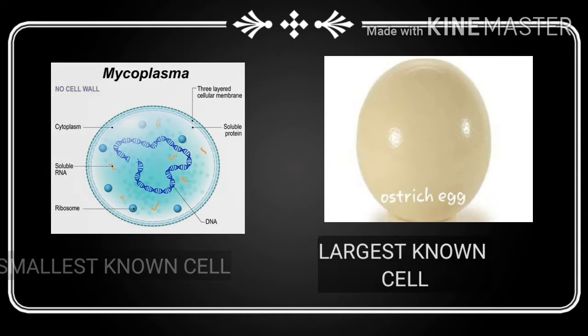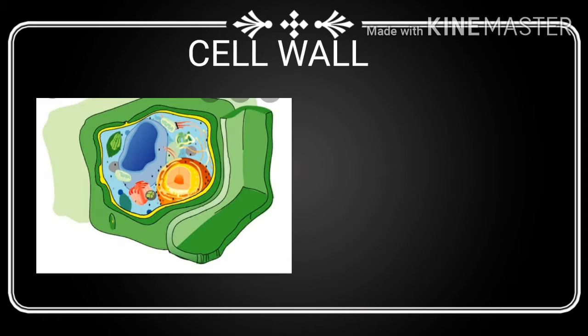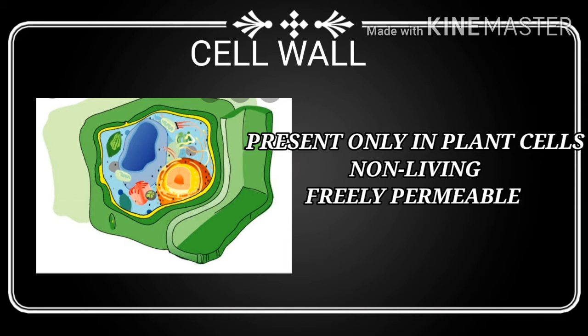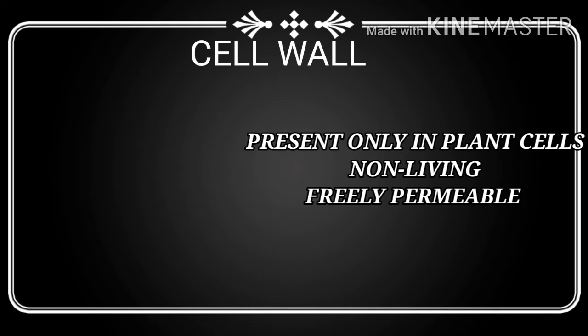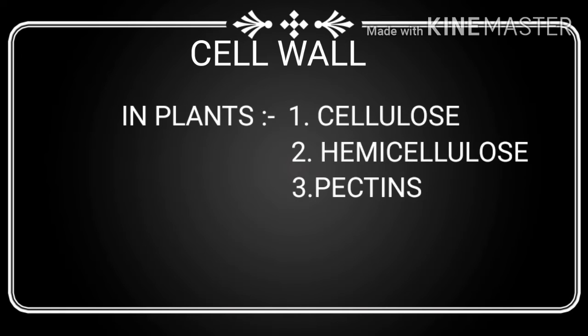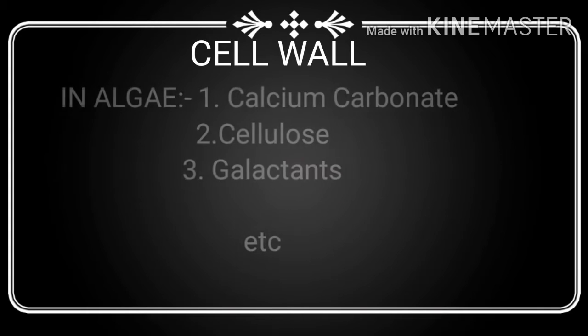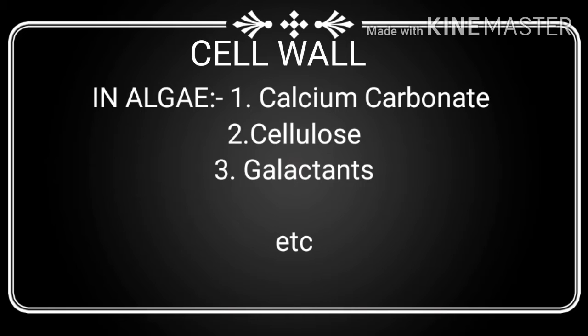Now I will discuss in detail the organelles which are present inside a cell. I'll start with the cell wall. The cell wall is the outermost layer of a plant cell. The cell wall is not present in animal cells. It is a non-living layer. It is freely permeable. In plants, it is composed of cellulose, hemicellulose, pectins and proteins. In algae, the cell wall is made of CaCO3, which is calcium carbonate, cellulose, galactans, etc.